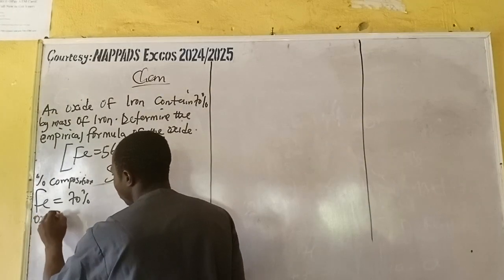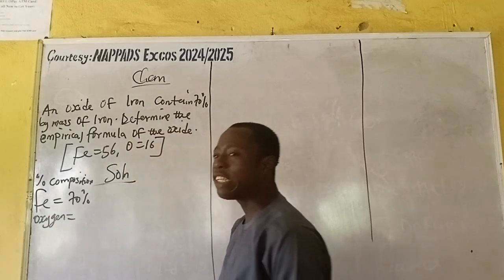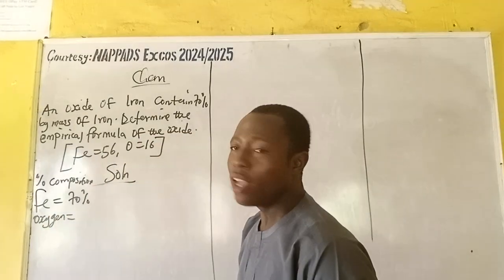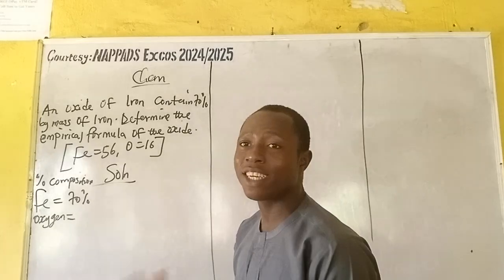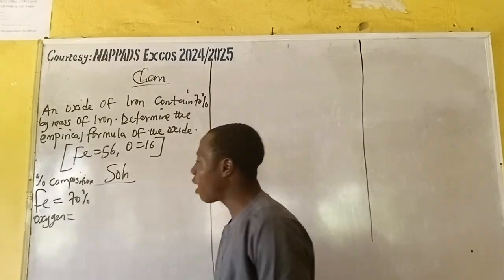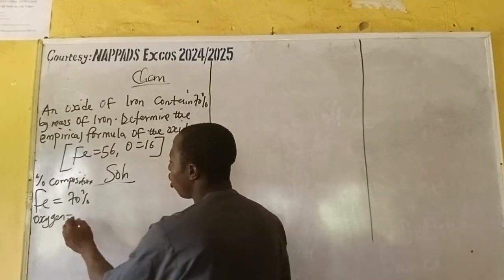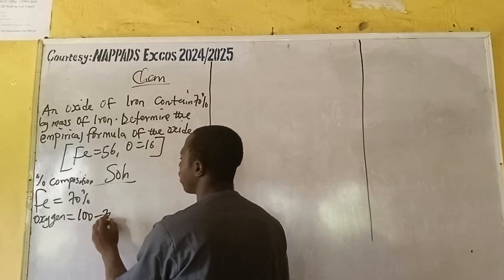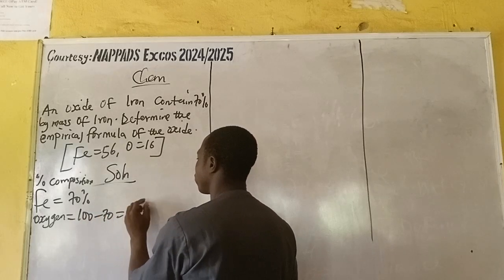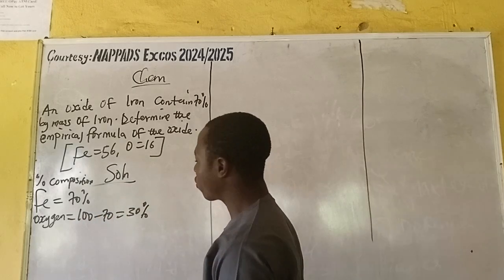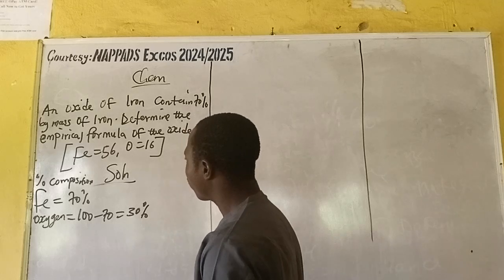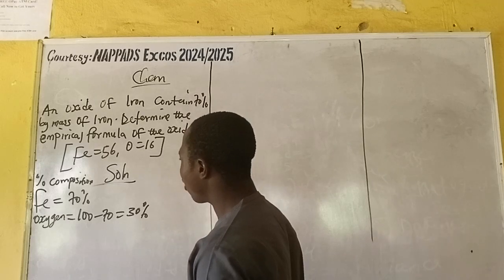What is the percentage composition of oxygen now? Since percentage is 100, and iron is 70, oxygen will be 100 minus 70, which is 30%. So the percentage composition of oxygen is 30. From here, we can now move forward.